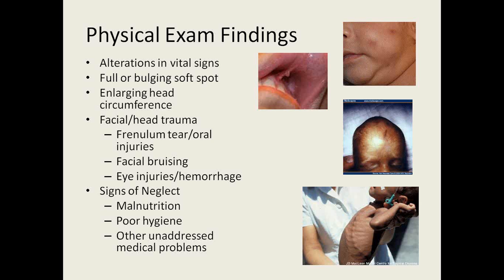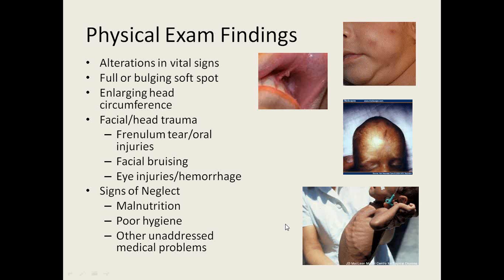Frenulum tears are another common thing. I feel like I see these all the time. In mobile infants or mobile kids, they're not as specific. I mean, we've all probably seen a kid that's fallen against the coffee table and torn their lip, something like that. But in non-mobile infants, they're very concerning for abuse, and they're usually from somebody shoving a bottle or a pacifier in the child's mouth.